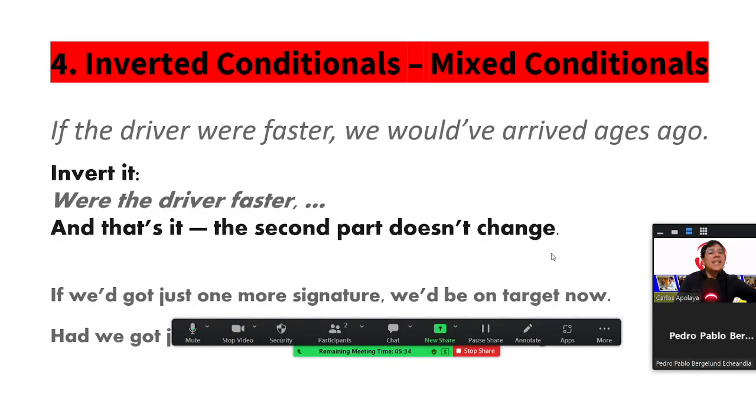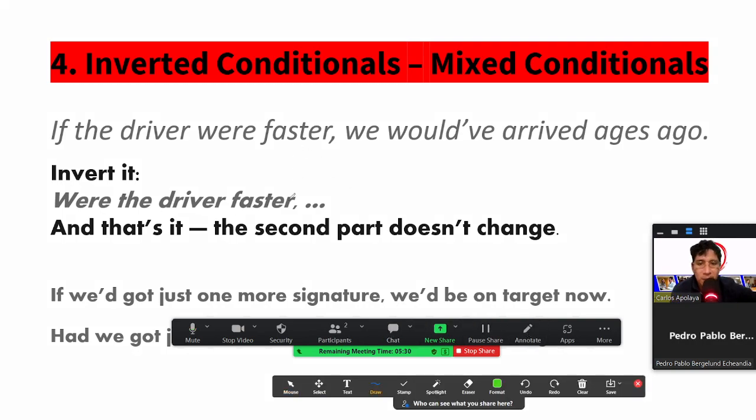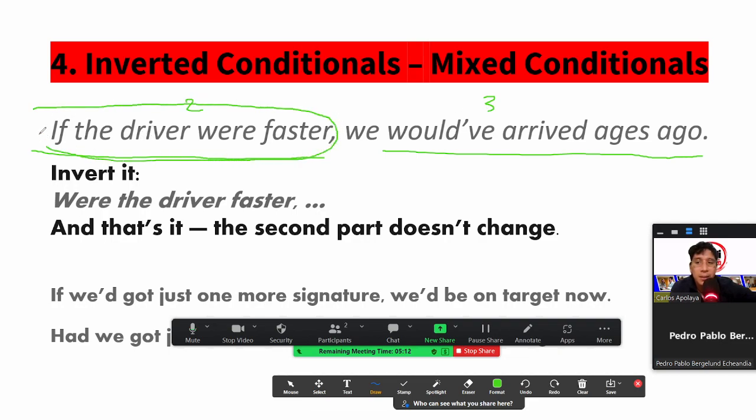Ahora vamos a hacer las mixed conditionals. Es súper sencillo. ¿Ok? Pon aquí: If the driver were faster, we wouldn't have arrived ages ago. ¿Te das cuenta que esta es mi segunda condicional con mi resultado de la tercera condicional, cierto? Ya, entonces es segunda, tengo que hacer aquí nada más mi inversión. ¿Cómo sería? Were the driver faster. Nada más, y lo demás lo copio.